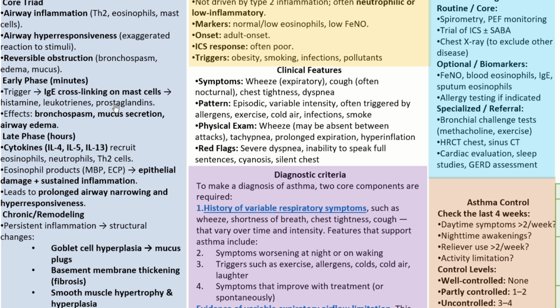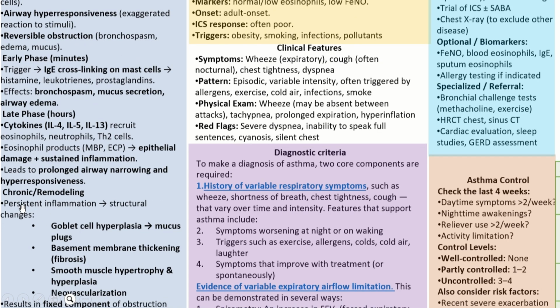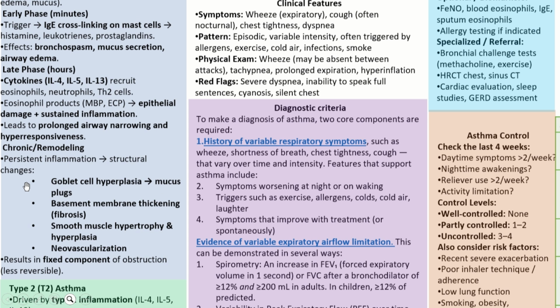So when you look at this, what we are having is an exaggerated inflammation coming in the late hours after the early phase, which is basically short-lived. So what's going to happen if we have this coming up over and over again? With this sustained inflammation, we shall have chronic remodeling. The chronic remodeling is going to lead to structural changes like goblet cell hyperplasia, which is going to cause formation of mucus plugs.